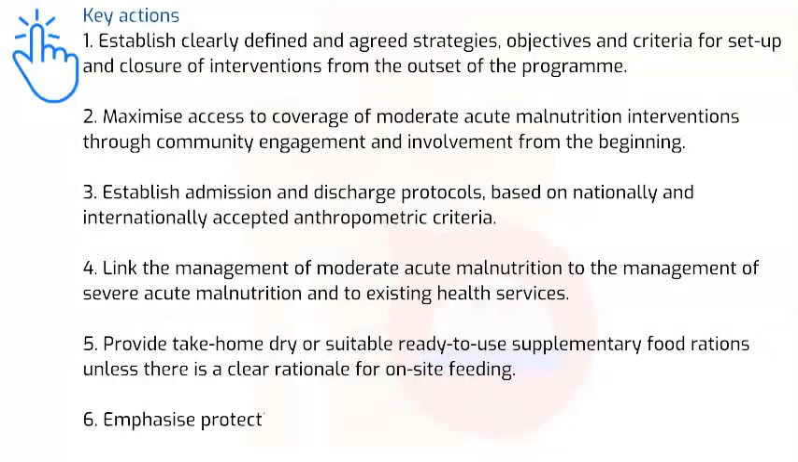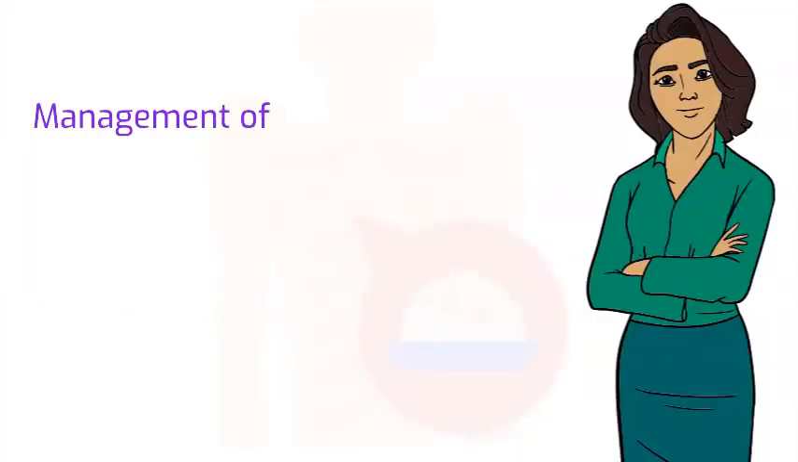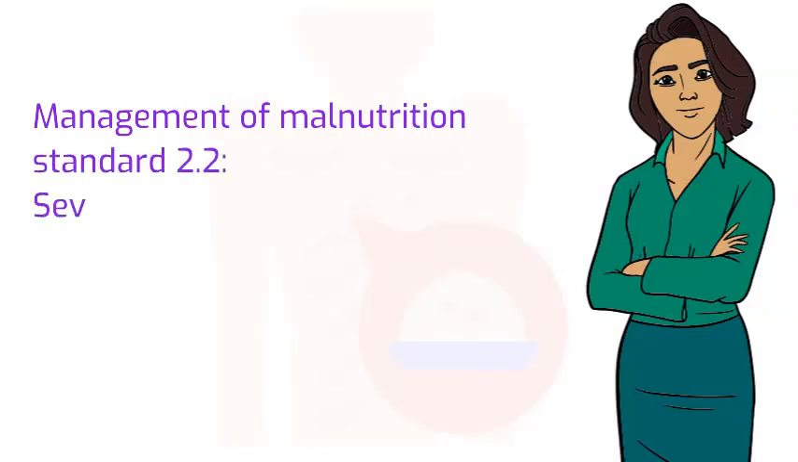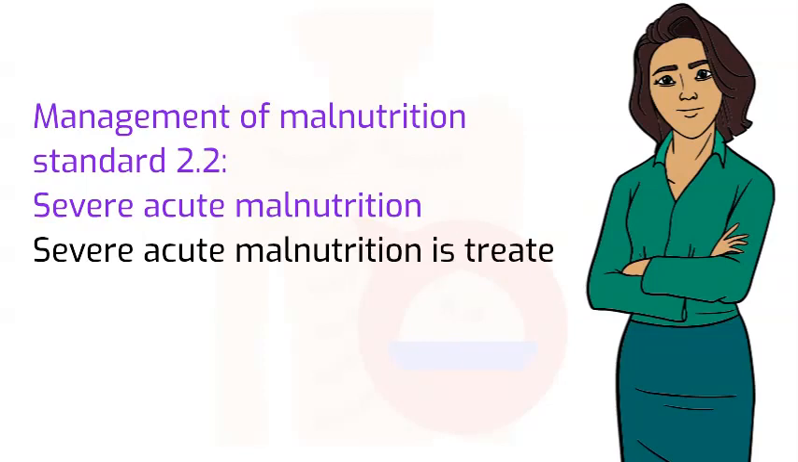6. Emphasize protecting, supporting, and promoting breastfeeding, complementary feeding and hygiene. Management of Malnutrition Standard 2.2. Severe acute malnutrition. Severe acute malnutrition is treated. Key actions. 1. Establish clearly defined and agreed strategies, objectives, and criteria for setup and closure of interventions from the outset of the program.